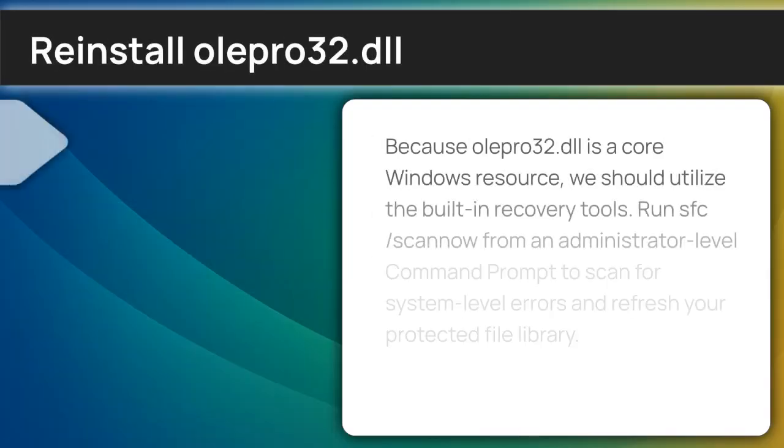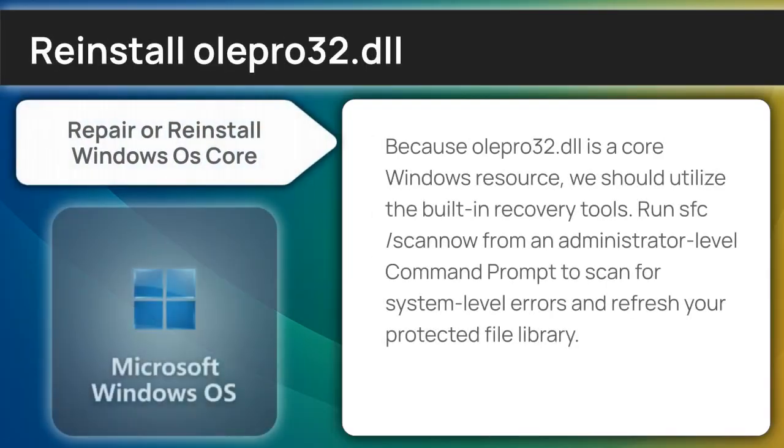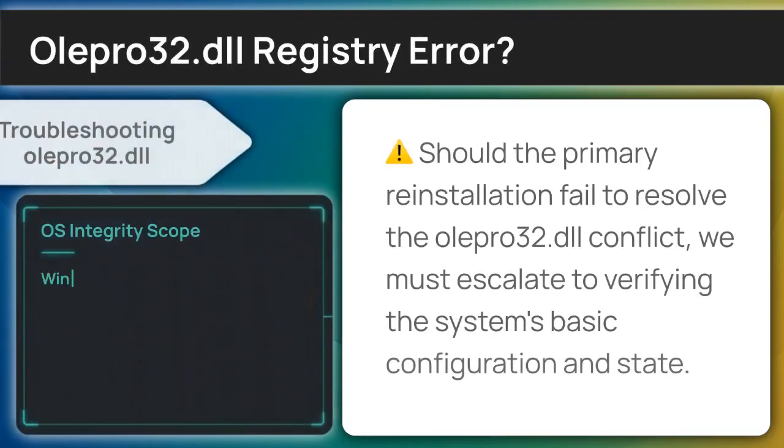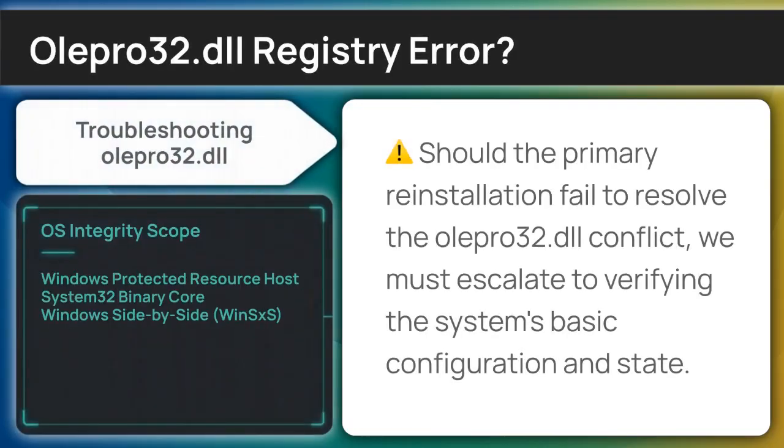Because OLE Pro32 DLL is a core Windows resource, we should utilize the built-in recovery tools. Run sfc /scannow from an administrator-level command prompt to scan for system-level errors and refresh your protected file library. When a standard reinstall doesn't cut it, we move to advanced diagnostic steps to ensure the system is properly configured.